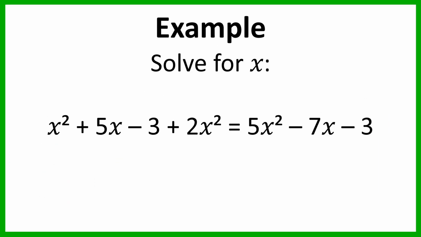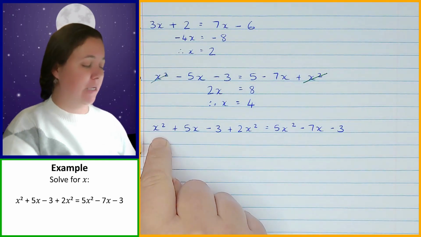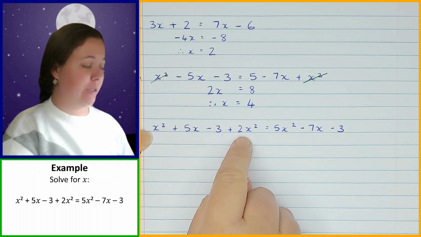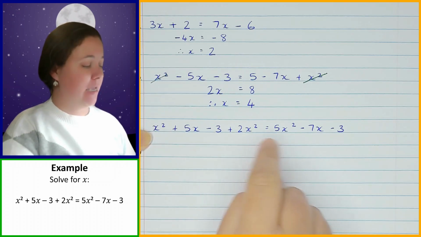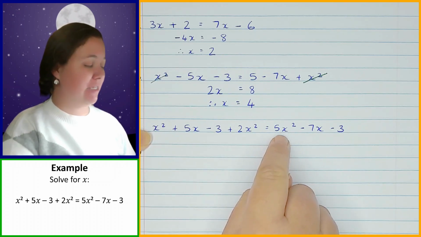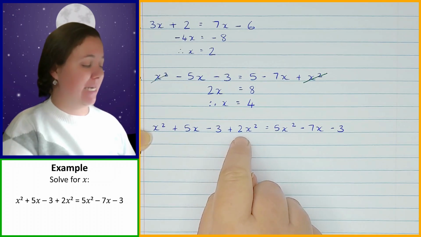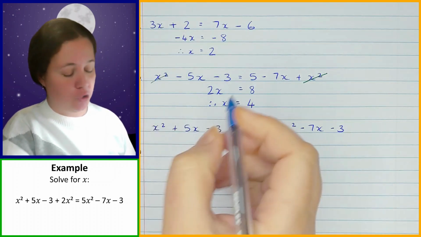Now in this example, we've got x squared plus 5x minus 3 plus 2x squared equals 5x squared minus 7x minus 3. Let's go and have a look at how we would solve this equation. Okay, so in this one, I've got x squared plus 2x squared, that's 3x squared. Then I'm going to subtract 5x squared. So I've got 3x squared minus 5x squared, that's negative 2x squared.